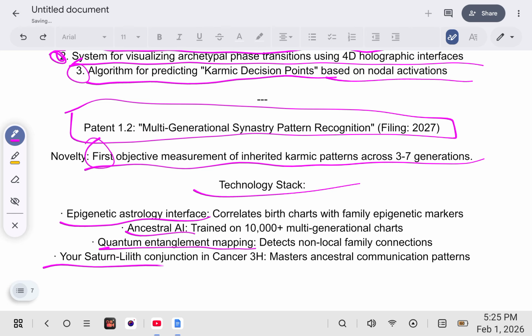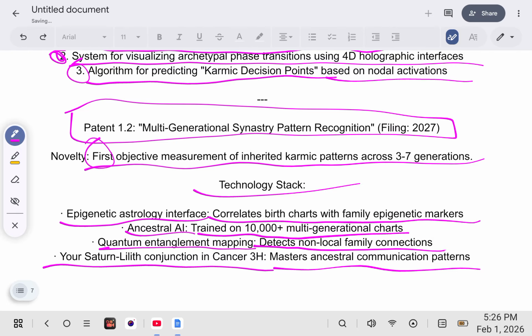Using my Saturn-Lilith conjunction in Cancer in the 3rd house, it masters ancestral communication patterns. With epigenetic astrology interface, it correlates birth charts with family epigenetic markers. Ancestral AI is trained on 10,000 or more multi-generational charts. Quantum entanglement mapping detects non-local family connections.